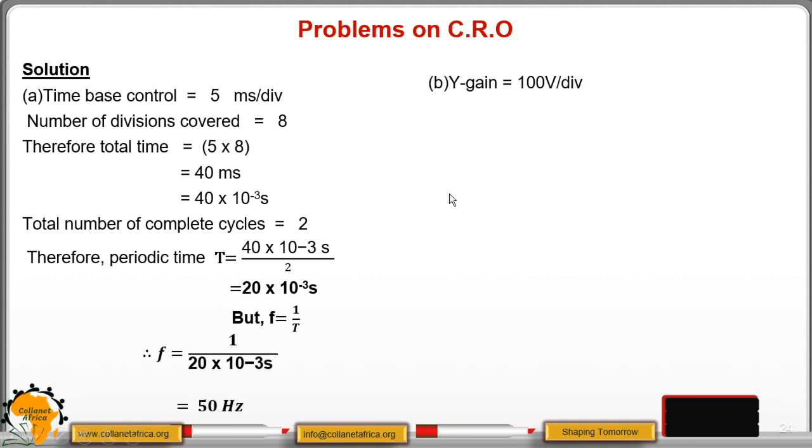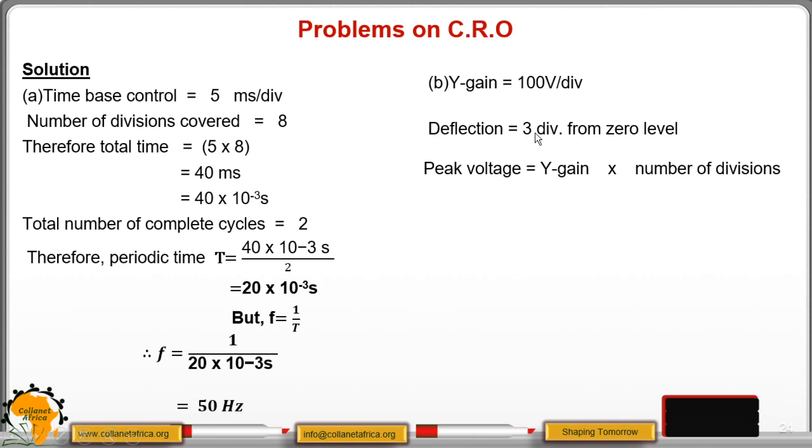After that, part B, you are supposed to get the peak voltage, and the Y gain is given as 100 volts per division. The deflection is 3 divisions from the 0 level. So the peak voltage will be the Y gain times the number of divisions. That is 100 volts per division multiplied by 3 divisions, which gives 300 volts. That way, you get your peak voltage as 300 volts.